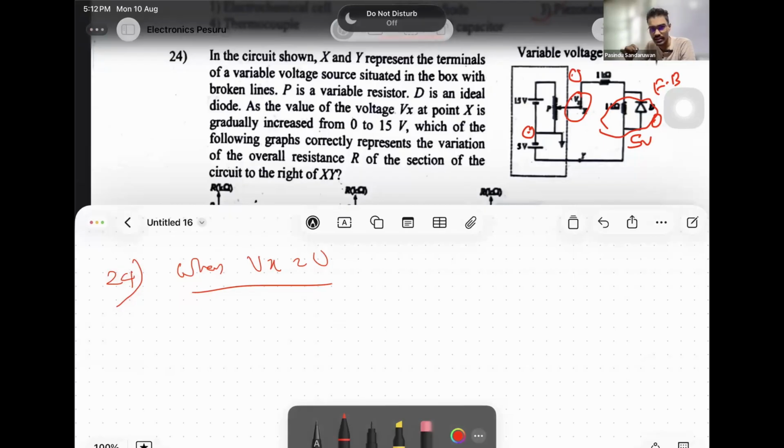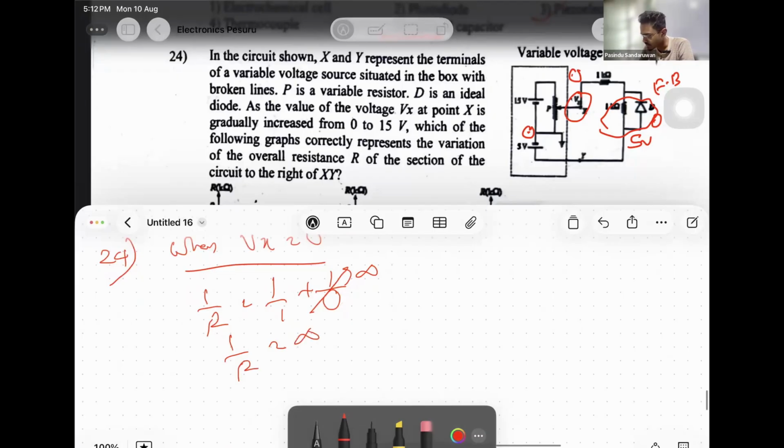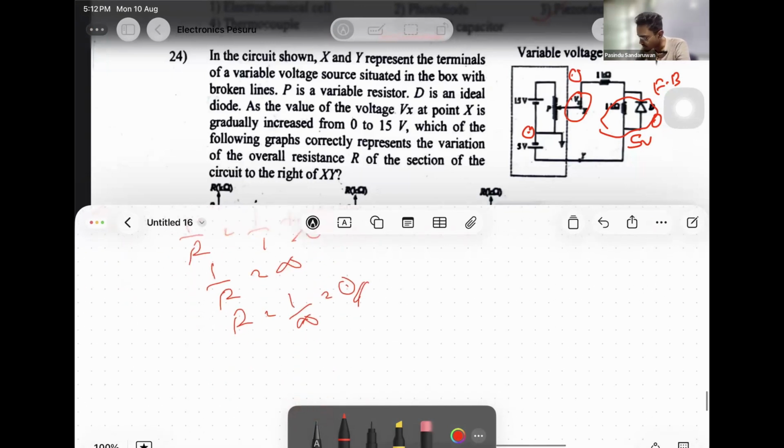I explained earlier how that becomes 0. 1 over R equals 1 over 1 plus 1 over 0. 1 over 0 is infinity. Then 1 over R equals infinity. Then R equals 1 over infinity, and 1 over infinity is 0. Now, the total resistance of the system is the remaining 1 kilo ohm. There is 1 kilo ohm remaining here.